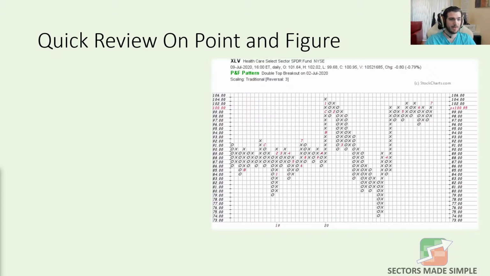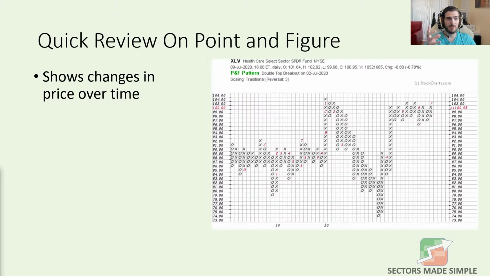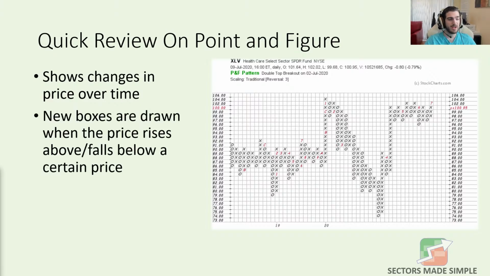Point and figure, much like many stock charts, shows price changes over time. But instead of other types of charts, where every single column is one point in time, or one period in time, point and figure follows trends, where every column is an uptrend or downtrend in the market. And we add new points to that column when the price goes above or below a certain price.